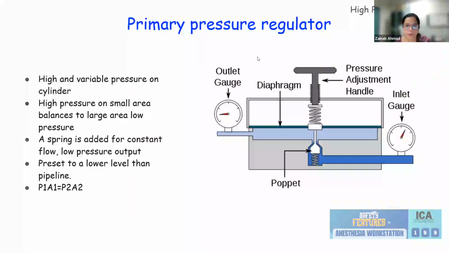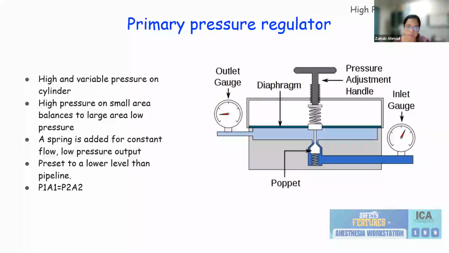Then coming to the pressure regulator. The pressure regulator in the high pressure system is the primary pressure regulator. It is built on the principle that P1A1 is equal to P2A2. In the cylinder, there is a high pressure on a small area. In the machine, there is a larger area.